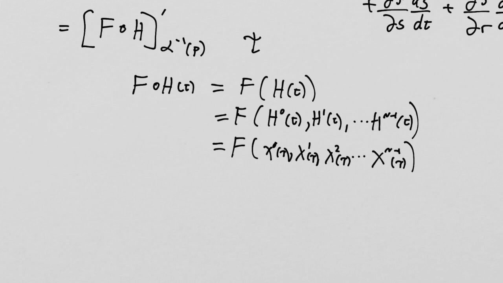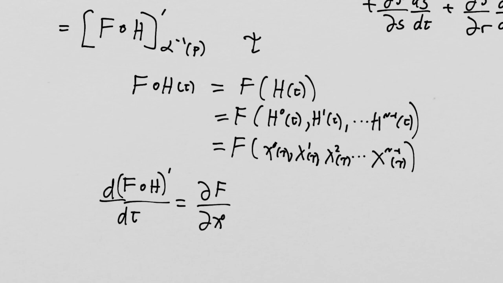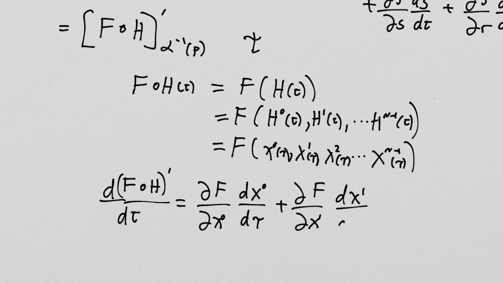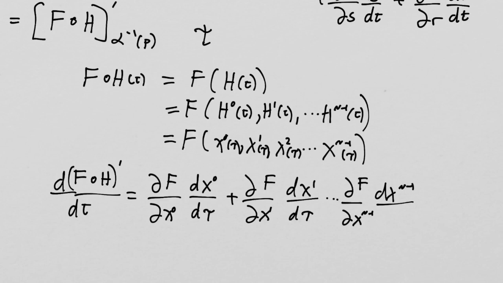So now I can write this as, if I want to write the derivative of f∘h, h prime dt, now I can apply the chain rule, and I can write the partial derivative of f with respect to x0 times the derivative of x0 with respect to tau, plus the partial derivative of f with respect to x1 times the ordinary derivative of x1 with respect to tau, and so on, up to the partial derivative of f with respect to x n minus 1 times dx n minus 1 d tau, right? You add them all together.